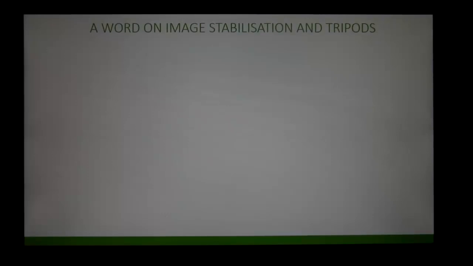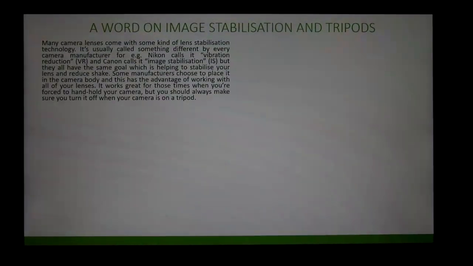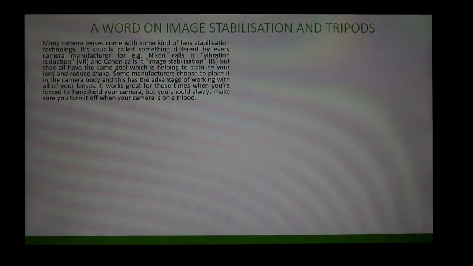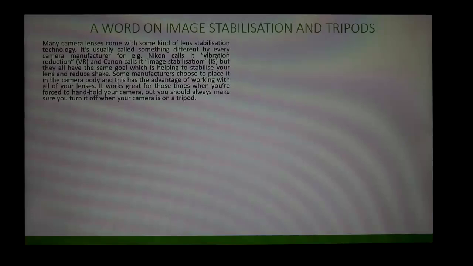A word on image stabilization and tripods. Many camera lenses come with some kind of lens stabilization technology. It's usually called something different by every camera manufacturer. For example, Nikon calls it vibration reduction, VR, and Canon calls it image stabilization, IS, but they all have the same goal, which is helping to stabilize your lens and reduce shake.